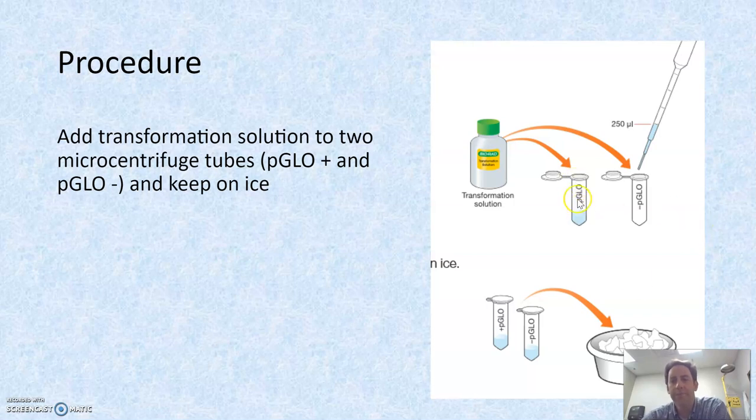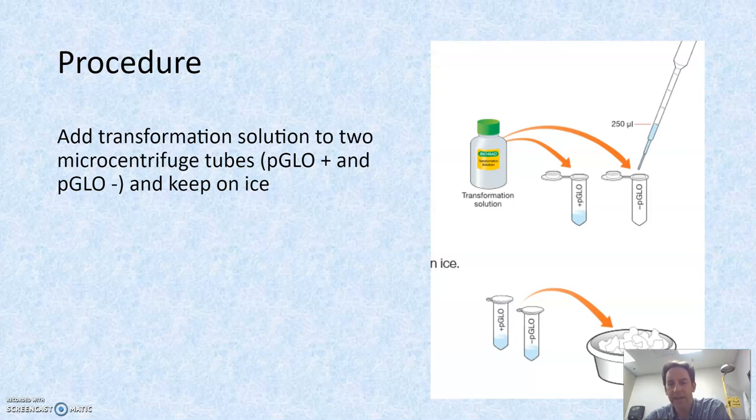You're going to get what are called microcentrifuge tubes, and you're going to label one P-glow plus and one of them P-glow minus. P-glow is the plasmid, so ultimately this one will get the plasmid, this one will not. So to start off, you're going to add what's called transformation solution to both of these tubes. Transformation solution is calcium chloride, and basically it helps make the cell wall a little bit more permeable to DNA.